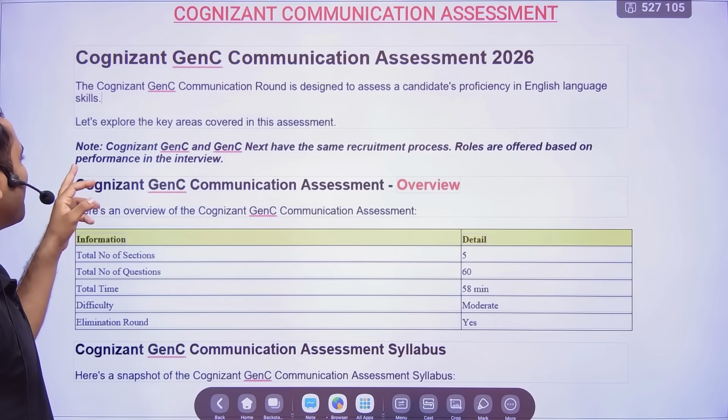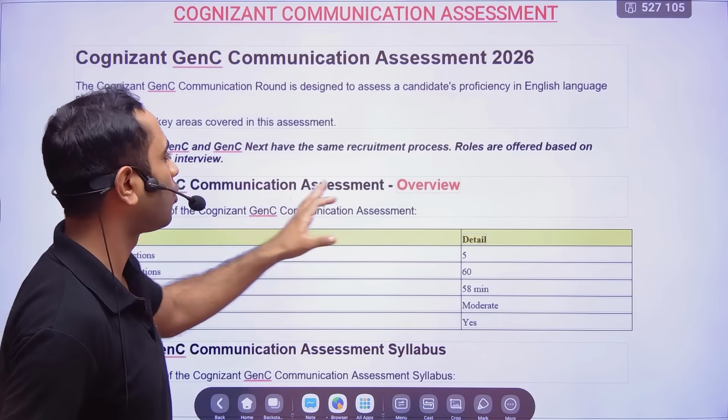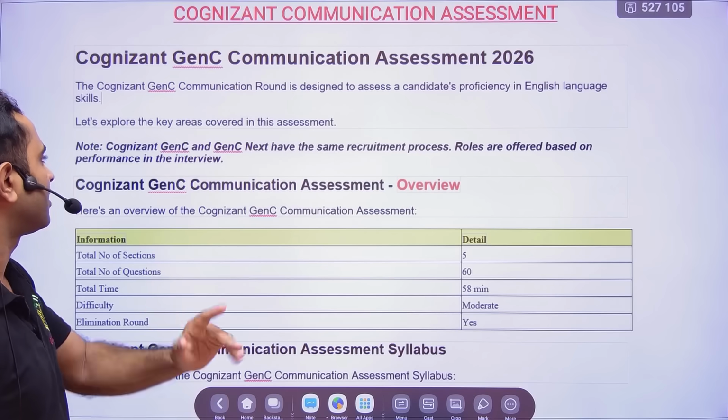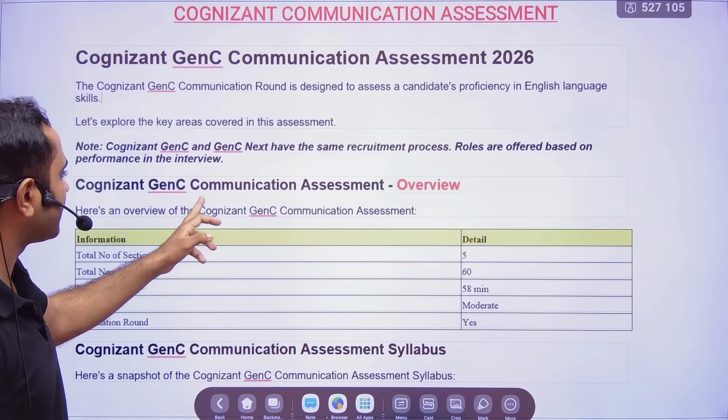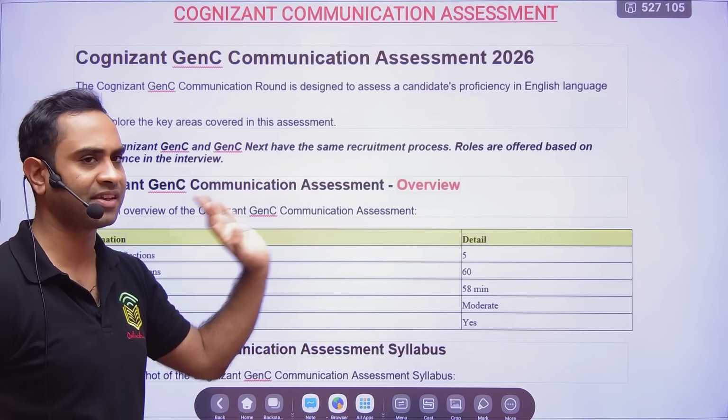But note, Cognizant GenC and GenC Next have the same recruitment process. Roles are offered based on the performance in the interview. So GenC and GenC Next have the same process. Cognizant GenC communication assessment overview. Here is an overview of the Cognizant GenC communication assessment.